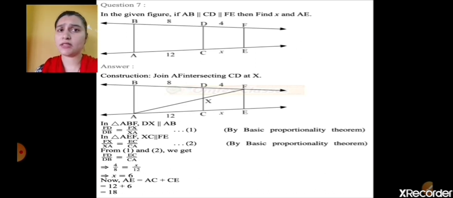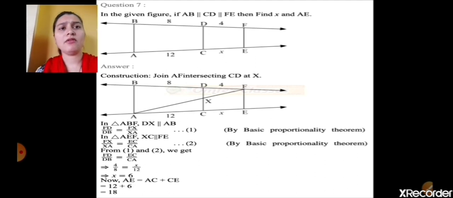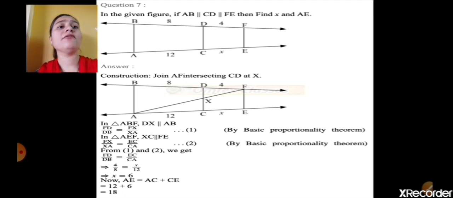and their transversal, the sum is very easy. So let me have a look what is given in the question. In the figure, AB parallel to CD parallel to FE, then find the value of X and AE. Where is AE? You will find AE is a bigger segment. So for that we will join AF intersecting CD at X.